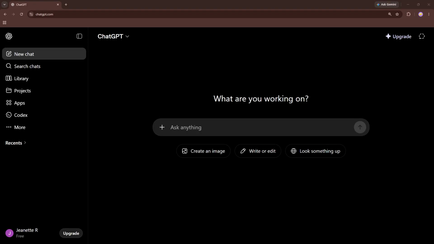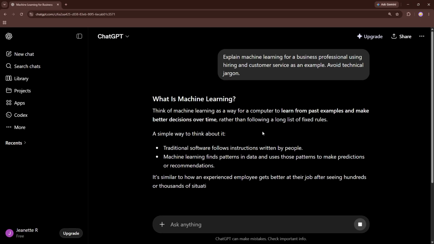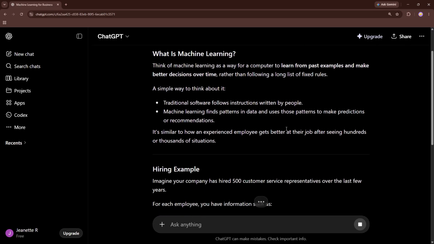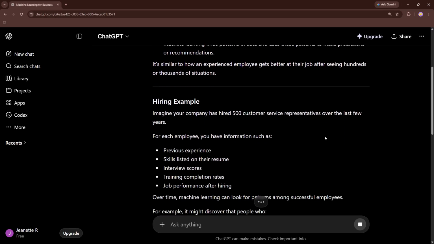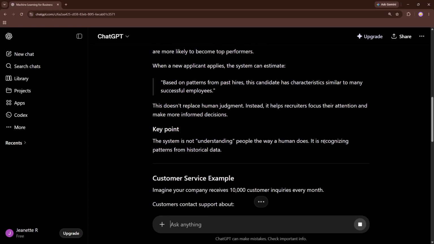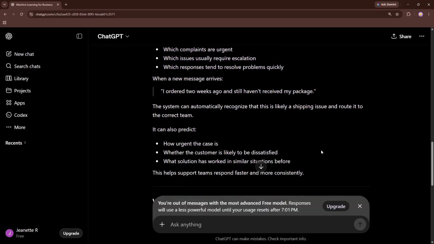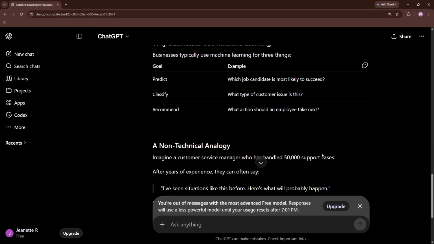Let's try one more example. I could just ask, explain machine learning. The answer would probably be accurate, but it may be technical and not necessarily helpful for everyone. Instead, I'll tell AI to explain it using hiring and customer service examples and to avoid technical jargon. Notice how the explanation uses simple language and the specific examples I requested. Instead of focusing on algorithms and technical concepts, the response becomes practical and easier to understand. Again, the difference is context. AI now knows who it's teaching and how to communicate effectively.